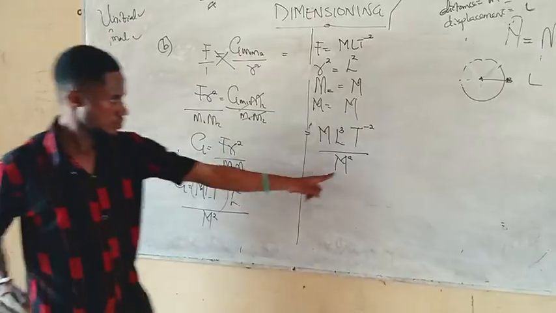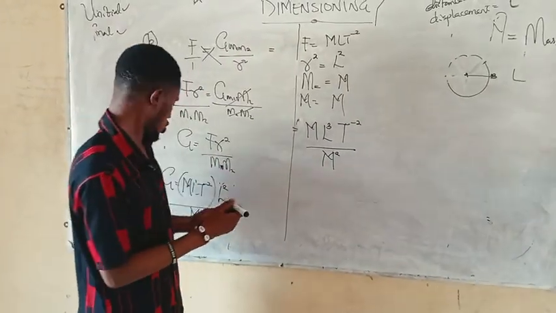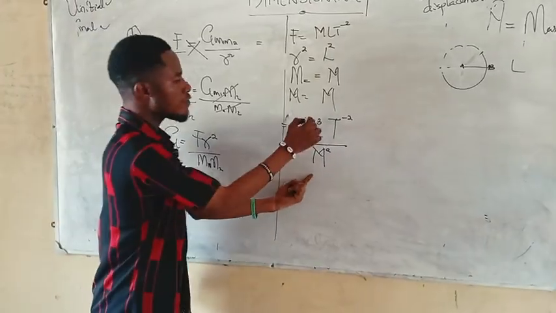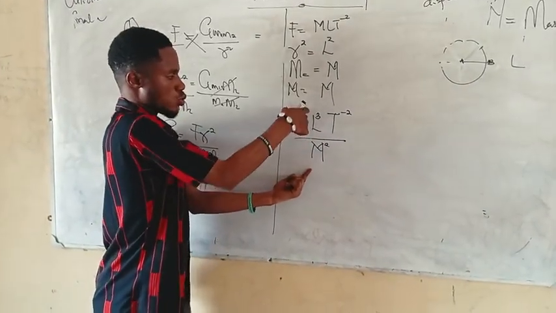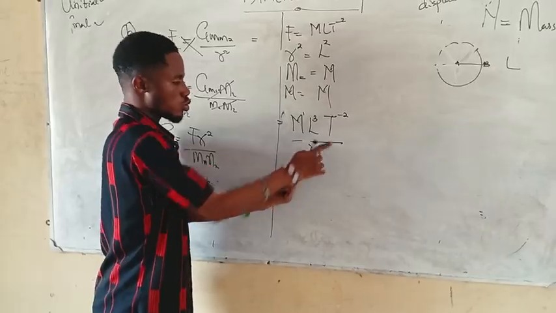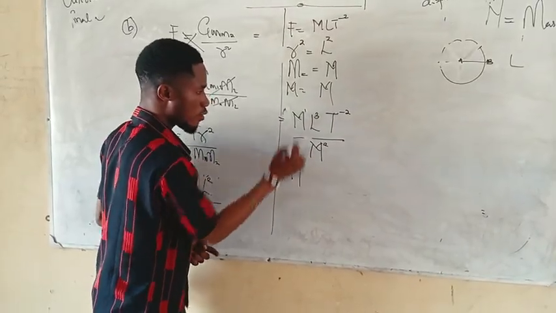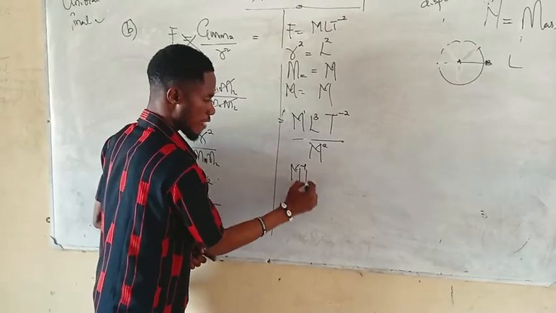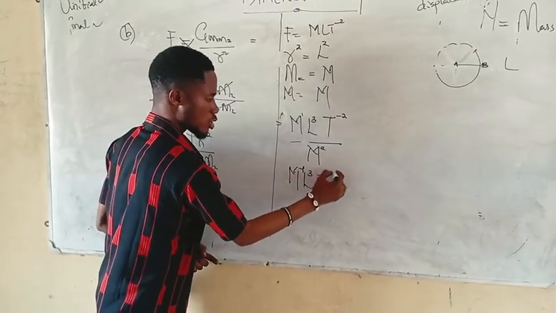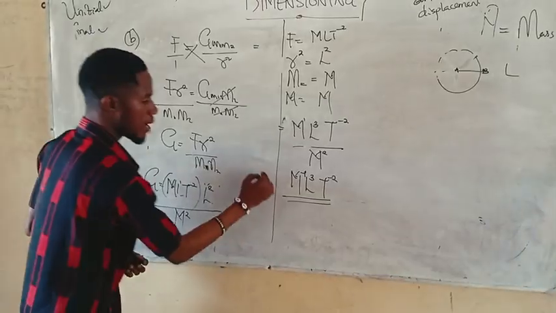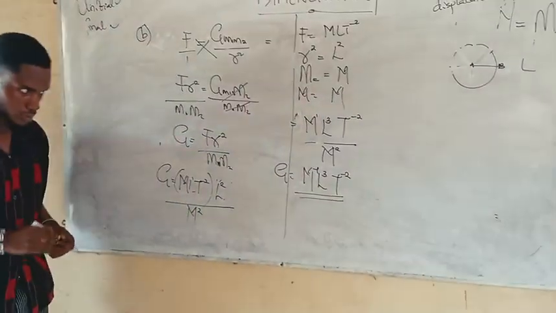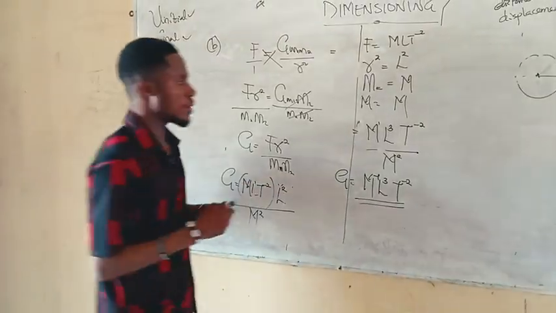Now looking at this, I can choose to use the law I just taught you. I have here 1 minus 2. That is, division changes to minus. So if I pick 1 M here, 1 minus 2 gives me minus 1. I have L raised to the power of 3, T raised to the power of minus 2. This becomes my dimension for G. Or let's use the second method.